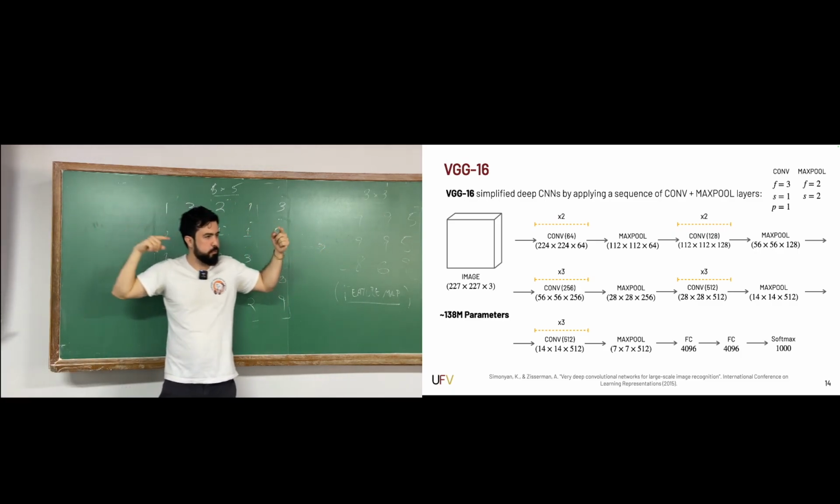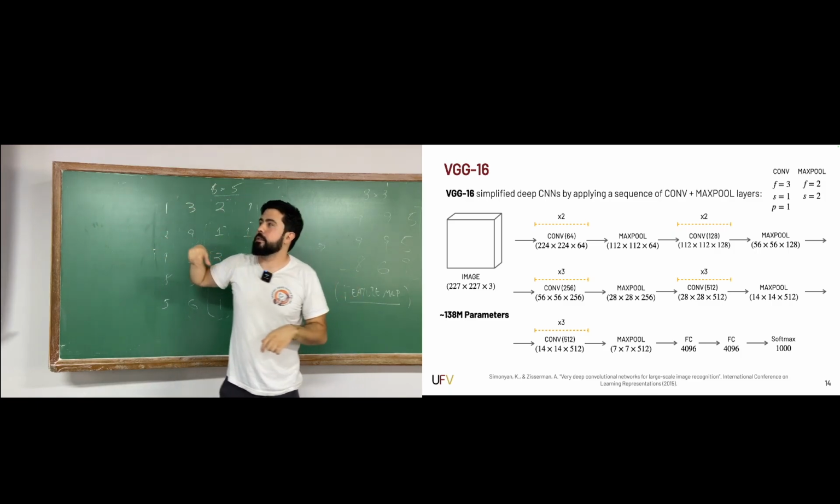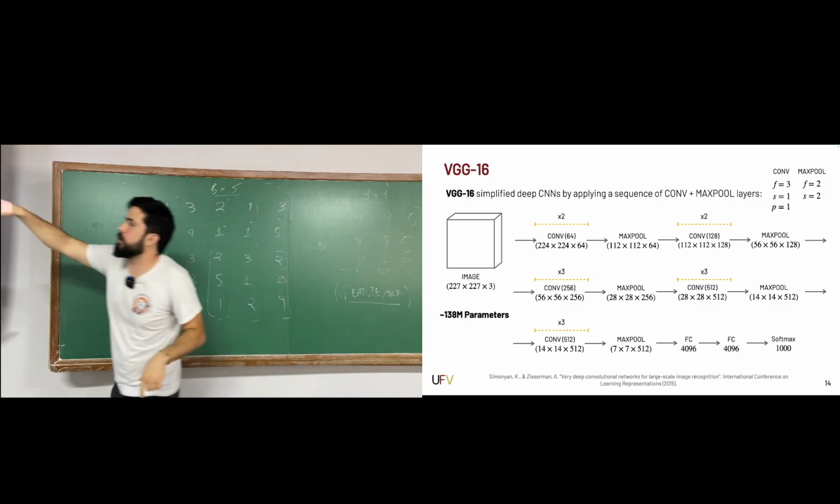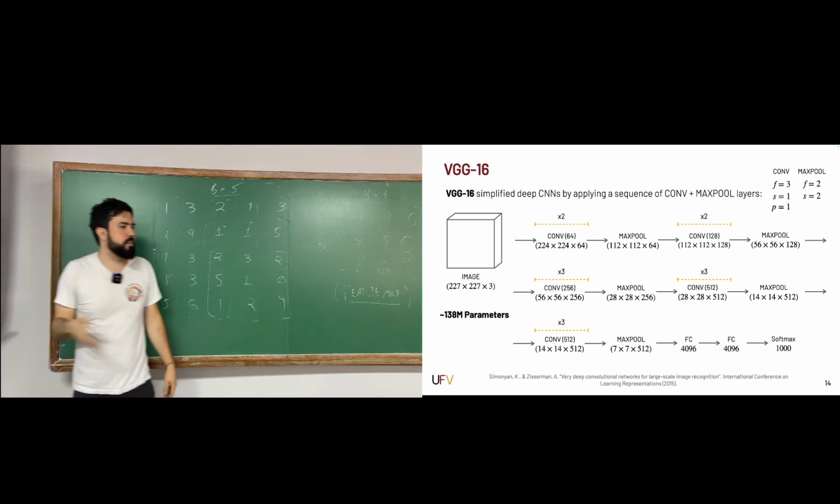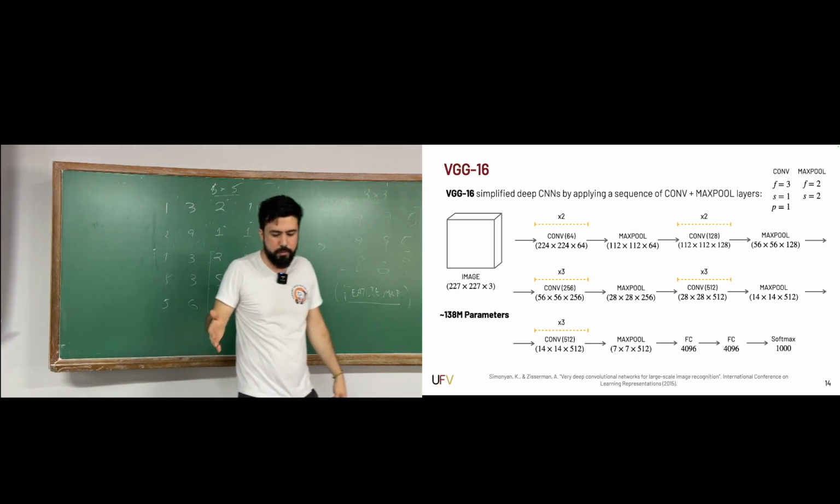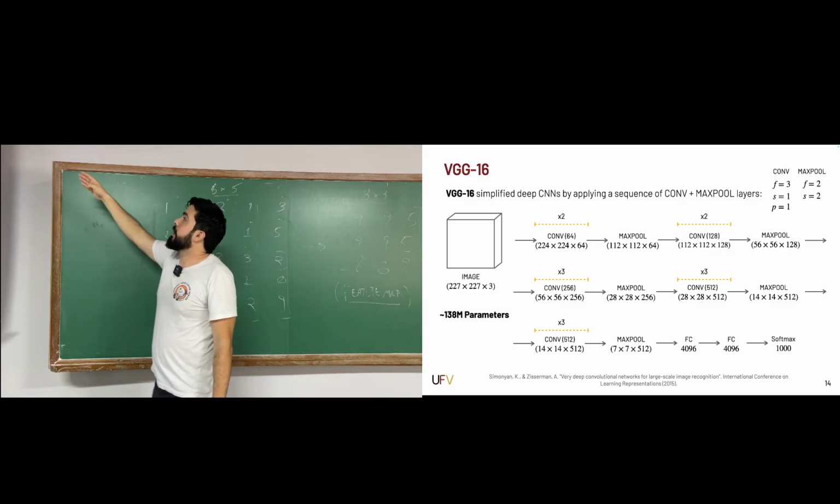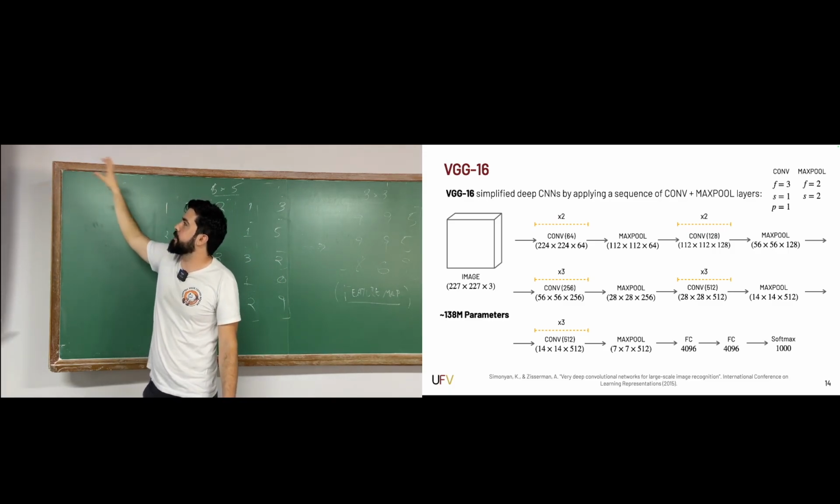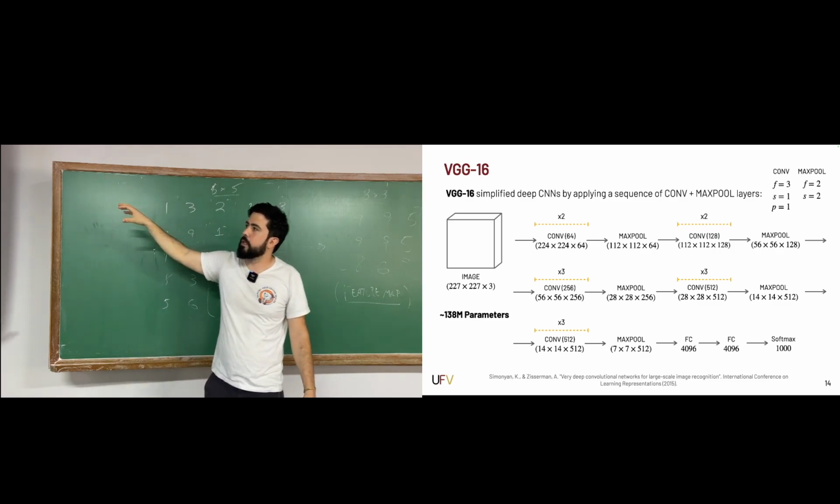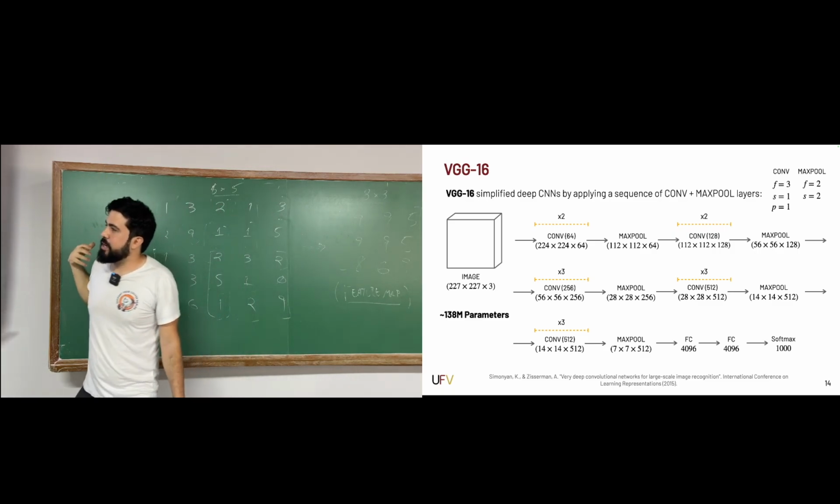Right, so that padding of 1 is used to keep the size of this image after this convolution. The image still has that same size, 224 by 224. And then the max pooling layers all have filter size of 2 and stride of 2. So what they did was they trained this very large network.